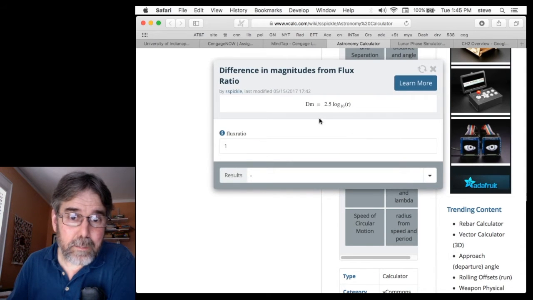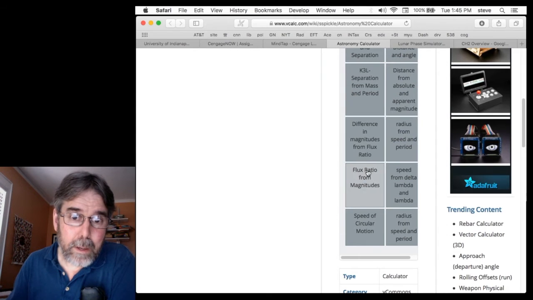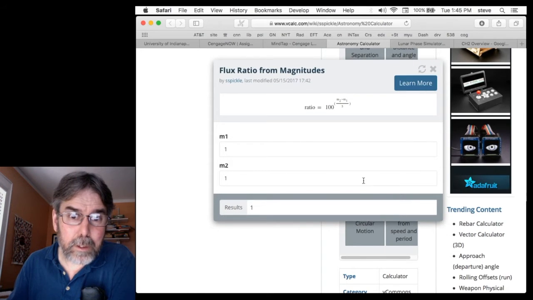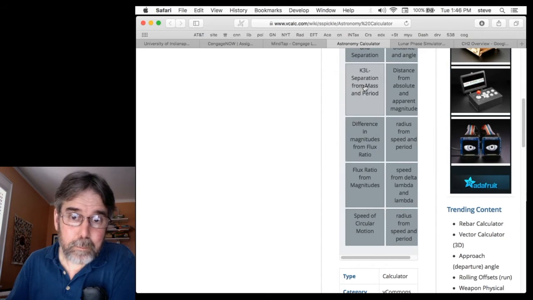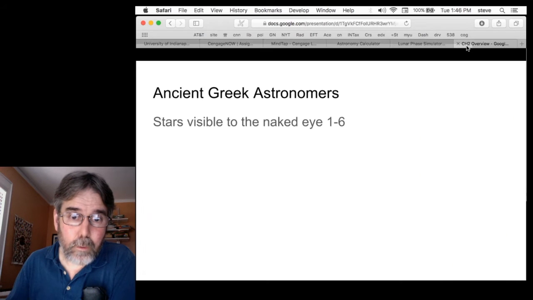The formula is actually given there. The difference in magnitudes is 2.5 times the logarithm of the flux ratio. And if you go the other way around, the flux ratio is 100 to the difference in magnitudes divided by 5. That's because if you have a difference of magnitude of 5, that gives you a flux ratio of 100. That works out, but it's an exponential scale. All right, very good. So let's get back to our overview here.